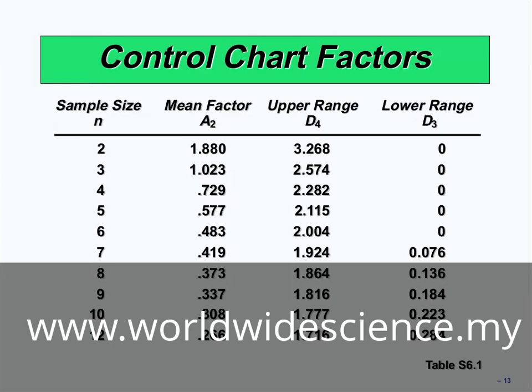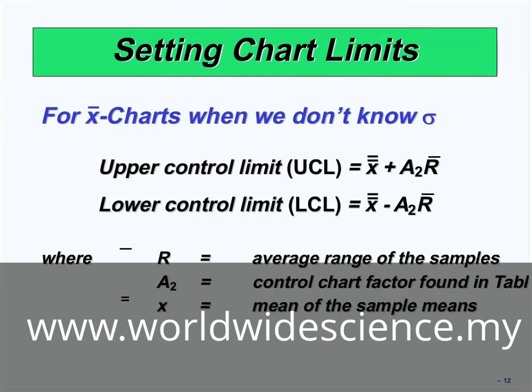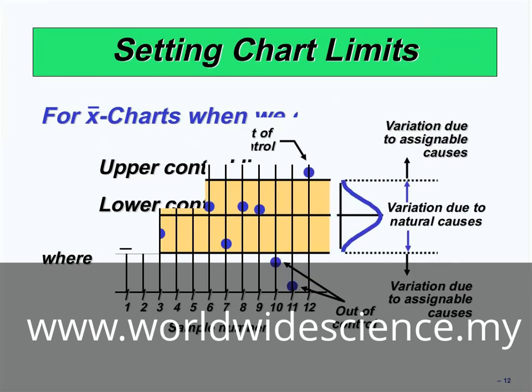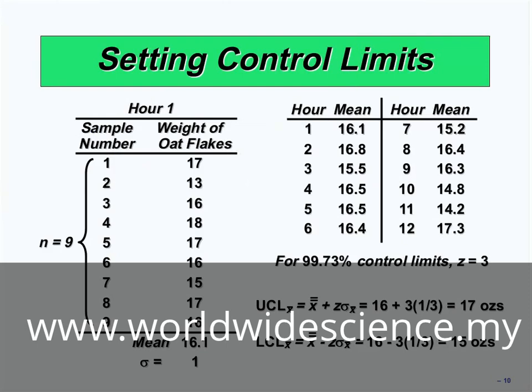This method is exactly the same, but in this example, we don't know how much sigma is. We don't know sigma, so we use this formula. A2 should be selected from the table. And what is R? R is range. Range means the difference between the maximum number and the minimum number in each sampling.